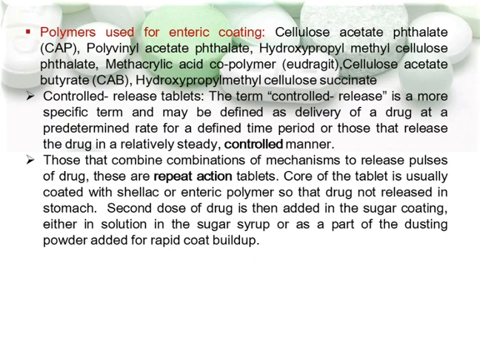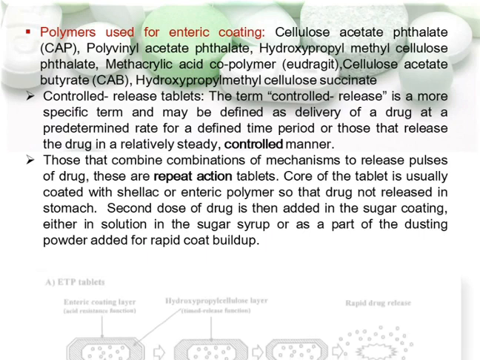Okay, next is the repeat action tablets. What are repeat action tablets? Those that combine a combination of mechanisms to release a pulse of drug. These are repeat action tablets. The core of the tablet is usually coated with shellac or enteric polymer so that drug does not release in the stomach. So this is the first dose, and the second dose of the drug is added in the coating, in the sugar coating, either in the solution in syrup or as a part of dusting powder added for rapid coat build-up. First dose in the coating, second dose is in the core, so it will provide a repeat action. So these are repeat action tablets.